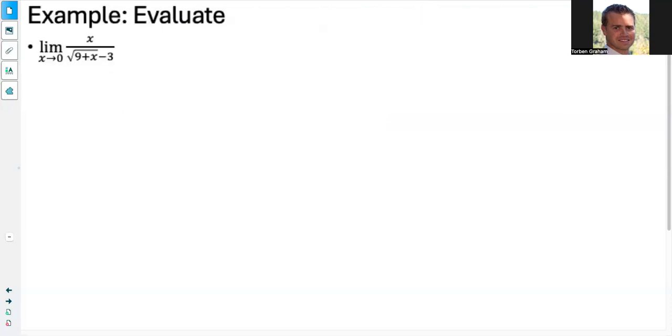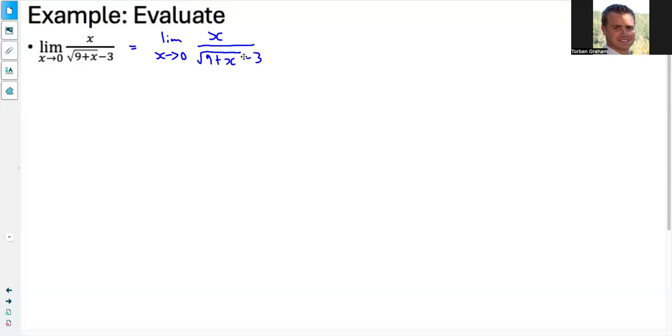So for example, we evaluate the limit of x over the square root of 9 plus x minus 3 as x approaches 0. So I'm just going to rewrite this. So I've got the limit as x approaches 0 of x over the square root of 9 plus x, minus 3. So we want to multiply by the conjugate of this radical.